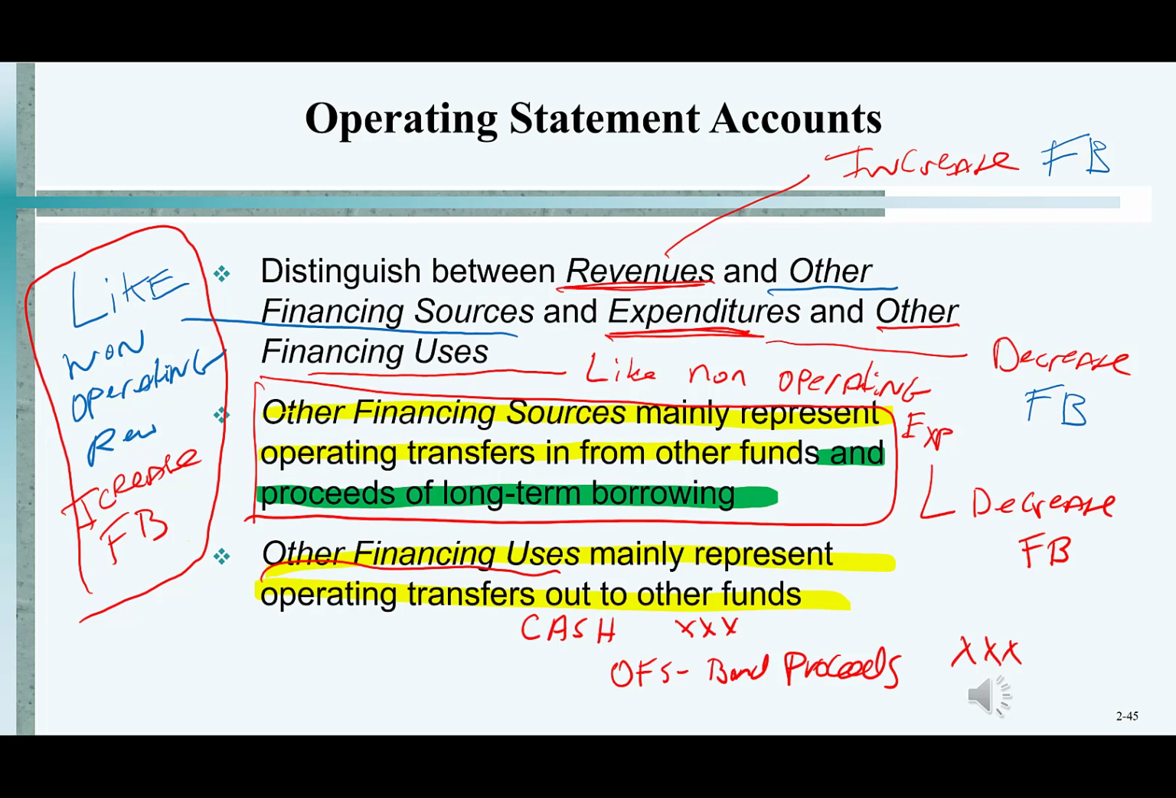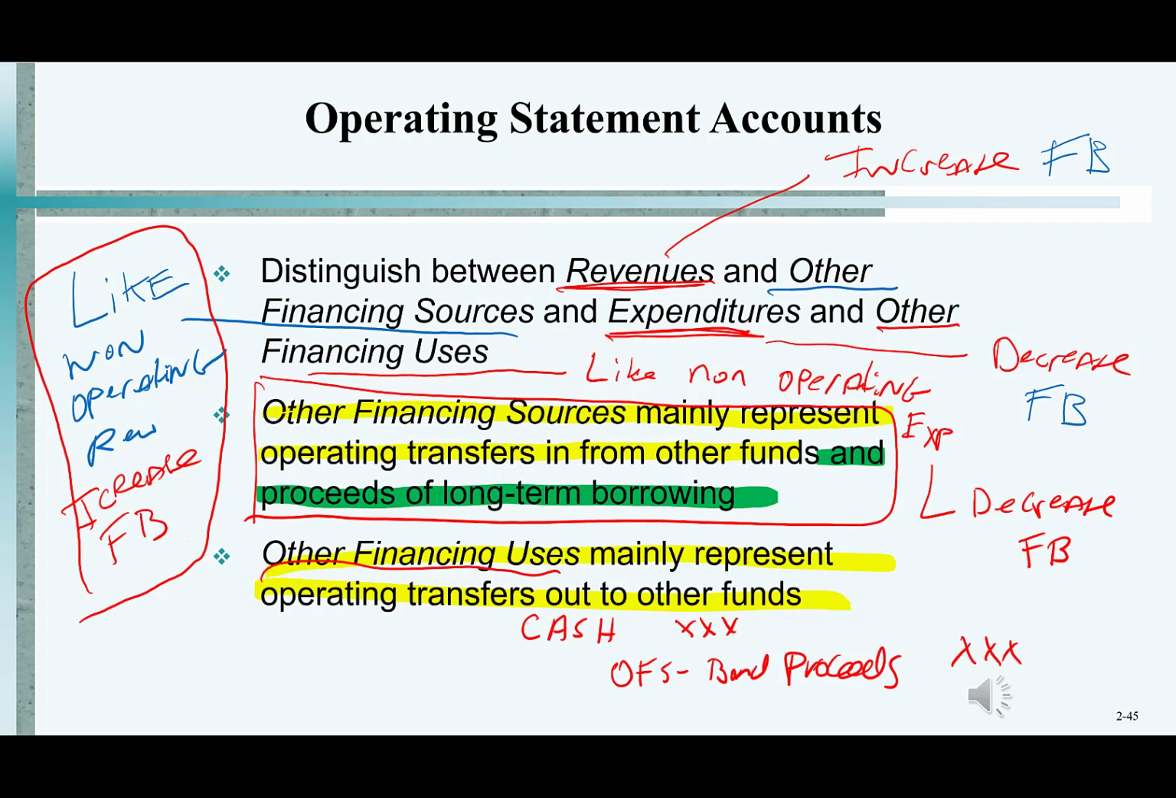Well, the cash part is easy. We debit cash and we would credit, that's like a non-operating revenue. It's money coming in, isn't it? So we would credit other financing sources, bond proceeds, so that we're showing that we have a non-operating type revenue. We debit the cash, credit other financing sources, bond proceeds. We have to credit it, don't we?